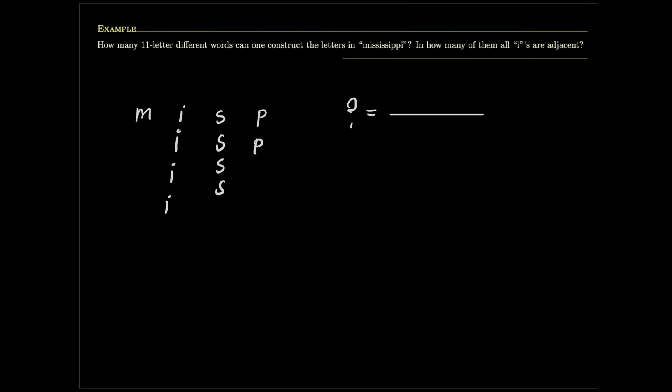11 factorial, the total number of items, but I have to divide by the factorial of the repetitions. Yes, M is repeating once. If you want, you can add 1 factorial. It doesn't hurt. And then how many I's do you see? 4 factorial because of that. And then how many S's do you see? 4 factorial. And how many P's do you see? 2 factorial. So that's the answer.